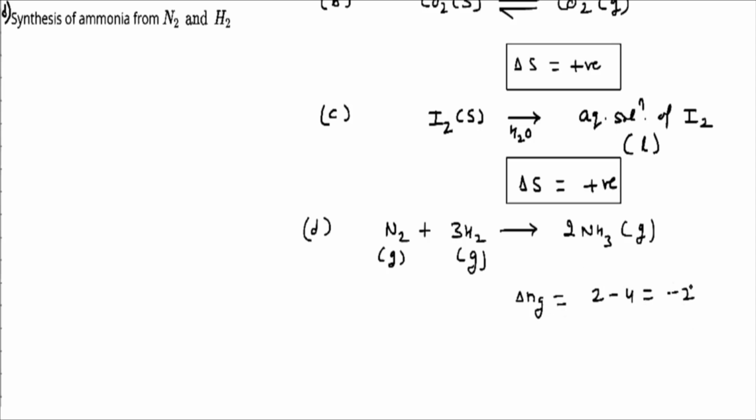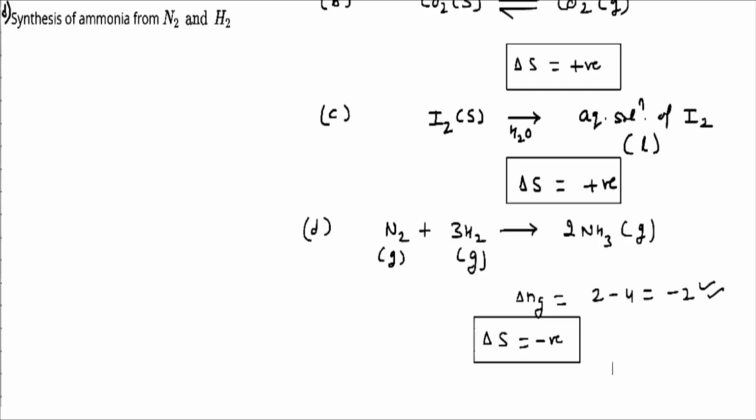So you can see here the delta H, right? The change in the number of moles comes out to be minus 2, so that means entropy is going to decrease. So the entropy change comes out negative. In this way, you can see this is the only answer that has a negative entropy change.